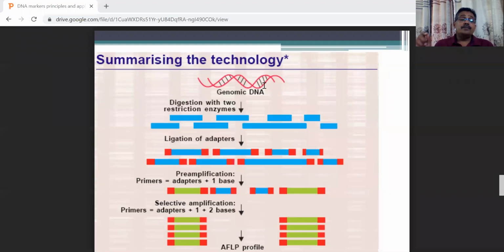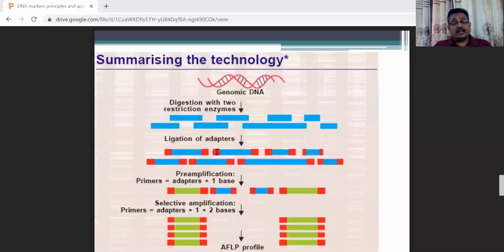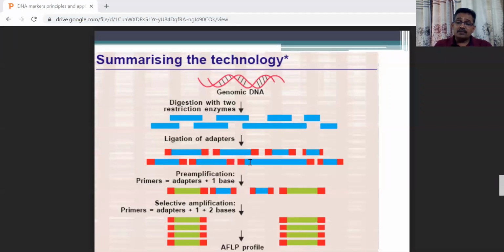So the first step is to digest the genomic DNA with restriction enzyme. After digestion, you go to the next step, which is ligation of adapters. So digestion is the first step, and the second step is ligation of adapters. If you want to ligate adapters, you have to use adapters having the sequence for the restriction sites. If you use the EcoR1 and MSC1 combination of enzymes, you have to select the adapter sequences for the EcoR1 and MSC1 restriction sites. So the EcoR1 and MSC1 adapters are used.